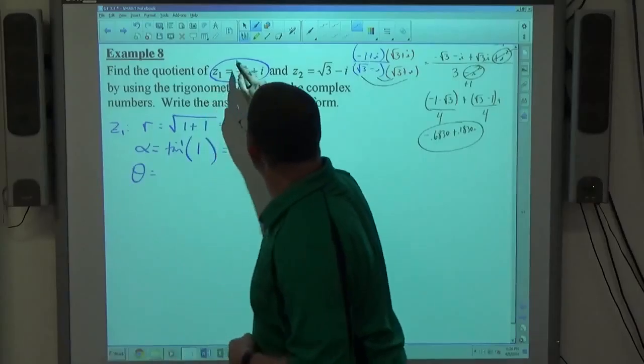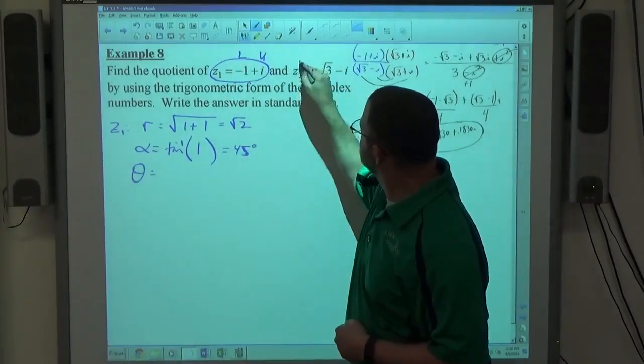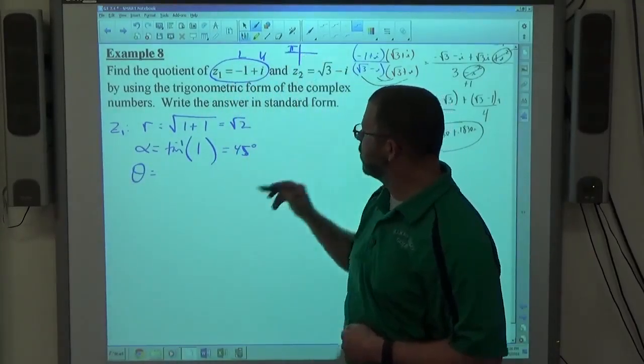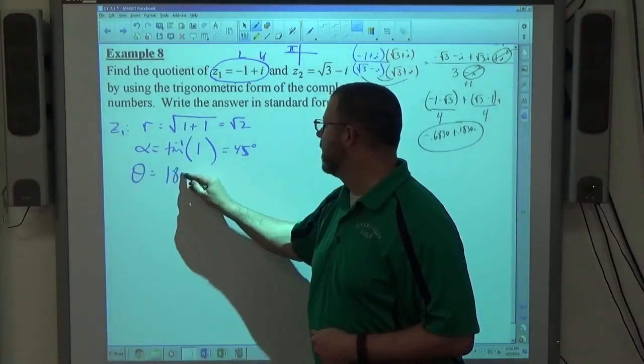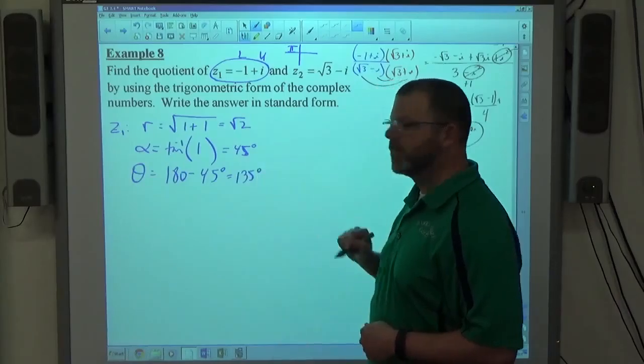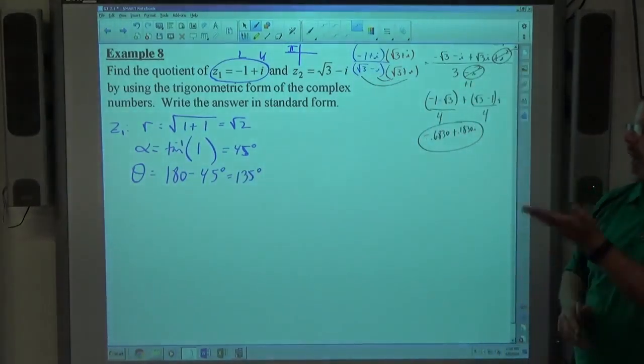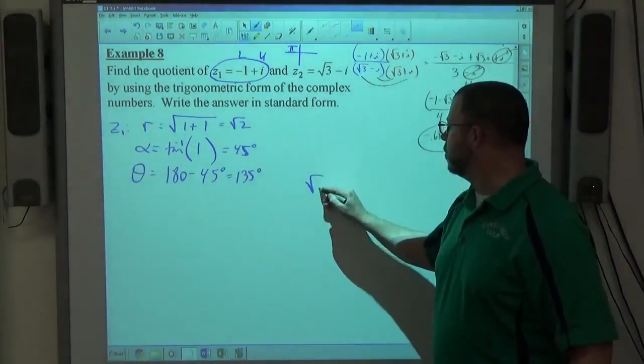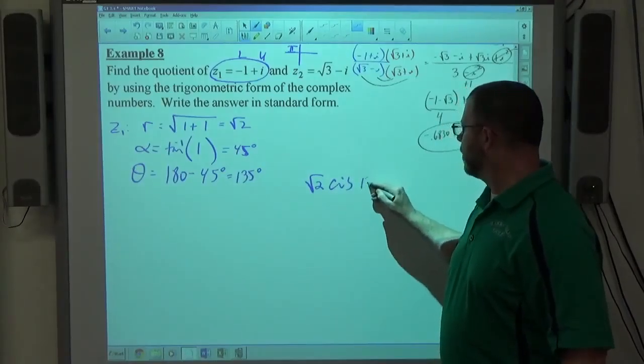And for theta, I'm going left and up. Left and up is the second quadrant. Second quadrant, as before, is 180 minus alpha, so 135 degrees. So the top vector is the square root of 2 CIS 135.